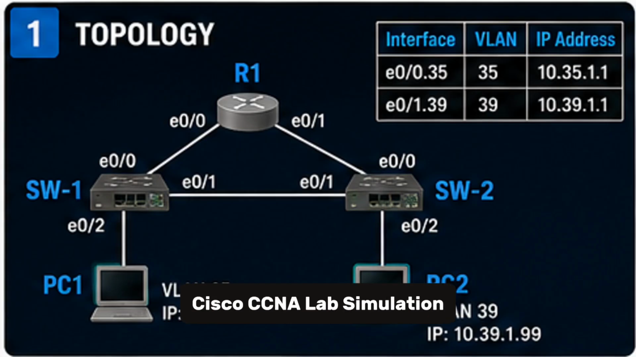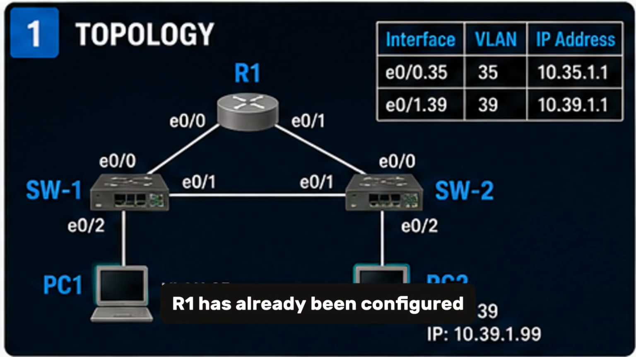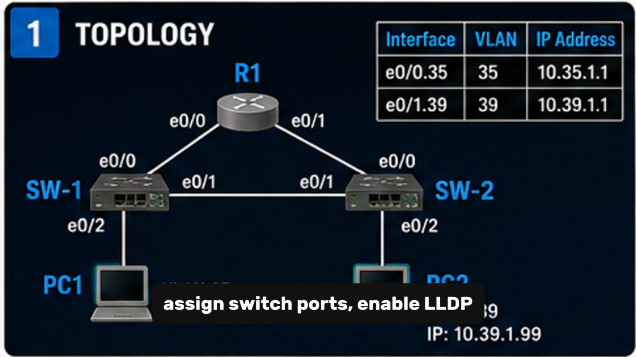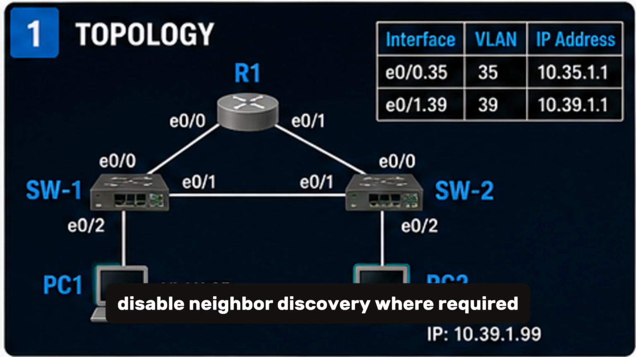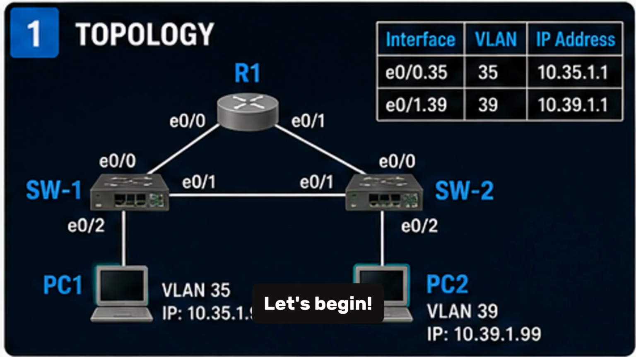Welcome back to another Cisco CCNA Lab simulation. Today, we're solving Lab Simulation 17 like you would during the real exam. R1 has already been configured. All cables are connected, and our job is to finish the switch configuration so both PCs can communicate correctly. We'll create VLANs, assign switch ports, enable LLDP, disable neighbor discovery where required, save the configuration, and explain every command along the way. Let's begin.